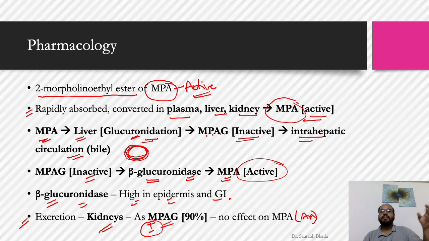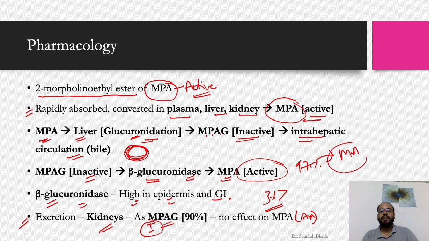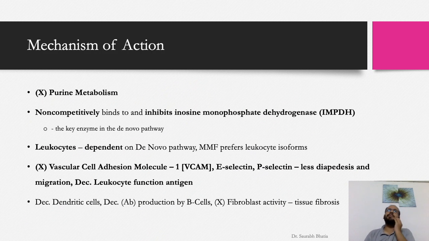So when MPAG gets excreted, remember that less than 3% of MPA is free, which is required for its active efficacy. The rest 97% is bound to protein. So this protein-bound MPA gets dislodged and forms more mycophenolic acid. So MPA gets continuously replenished. So the efficacy is not that much reduced in patients who have dysfunctional kidneys. So it becomes a safer drug to be used in patients who have renal dysfunction. The doses also need not be modified in patients with kidney disorders.